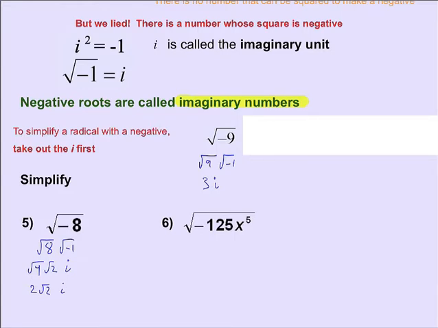And for number 6, same idea. I can take the square root of 125x to the 5th and separate it from the negative 1. And once I've done that, I can simplify the square root of 125x to the 5th in the usual way. Take out the perfect square, divide the exponent of that power in half, leaving the remainder alone, turn the square root of negative 1 into i. And I'll pull my x squared away from the radical so I can put the 5 and the x together, and that would be your answer. 5x squared times the square root of 5x, i.